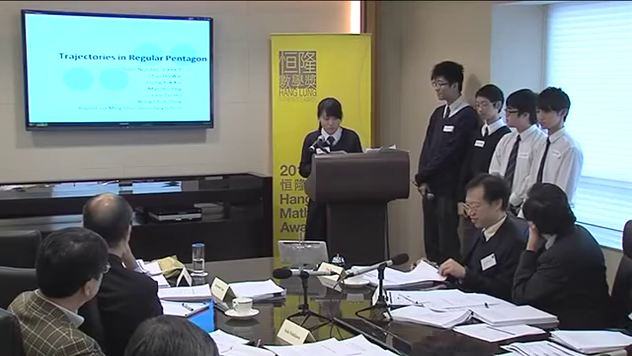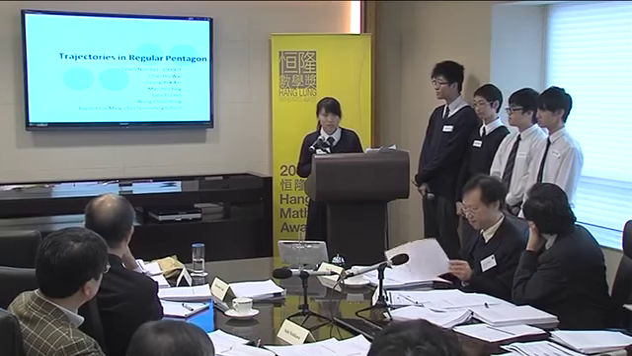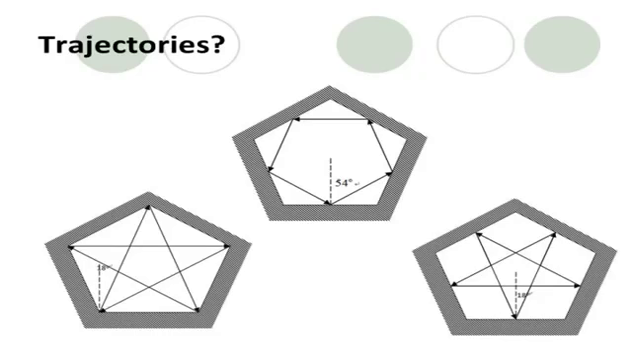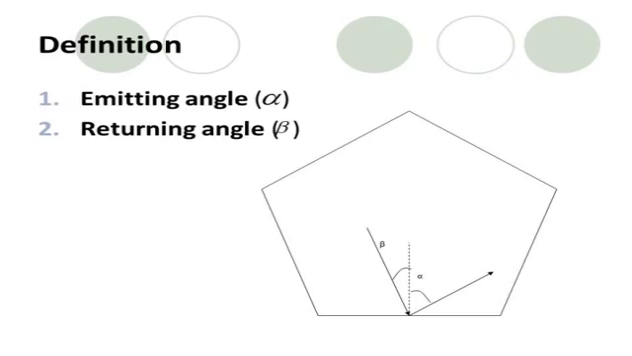Today we are going to talk about trajectories in regular pentagon. We start with some special cases of the trajectories which can go back to the starting position. Then we define the emitting angle and the returning angle.